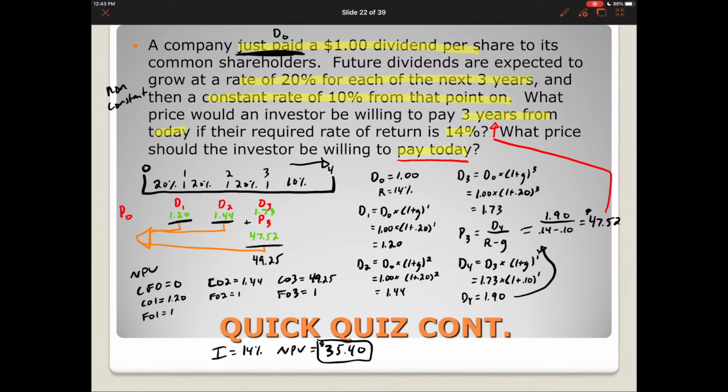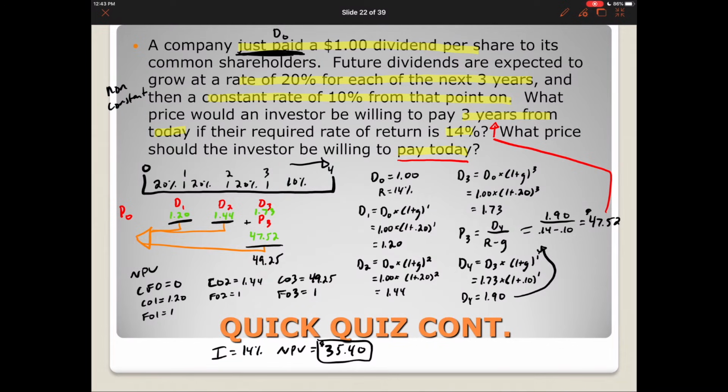Once again, verbally, what you were trying to solve for is what are all the dividends during the non-constant growth. In this case, we had 3. What is the price when the growth becomes constant, which in this case is P sub 3, and today's price is the present value of those future cash flows.